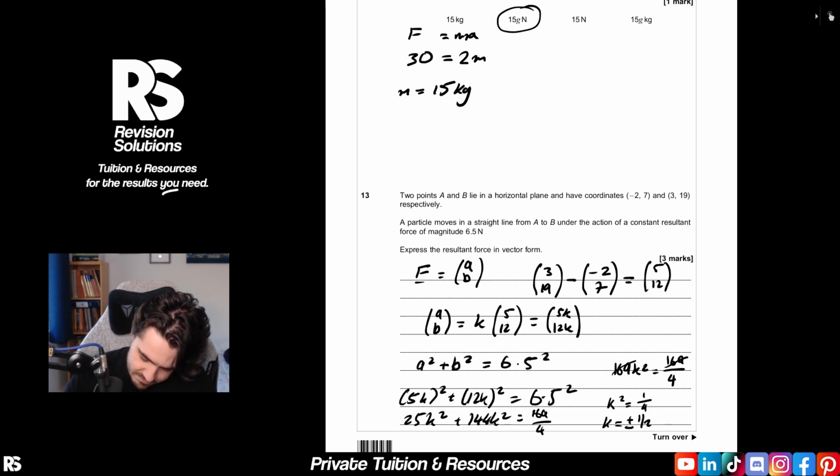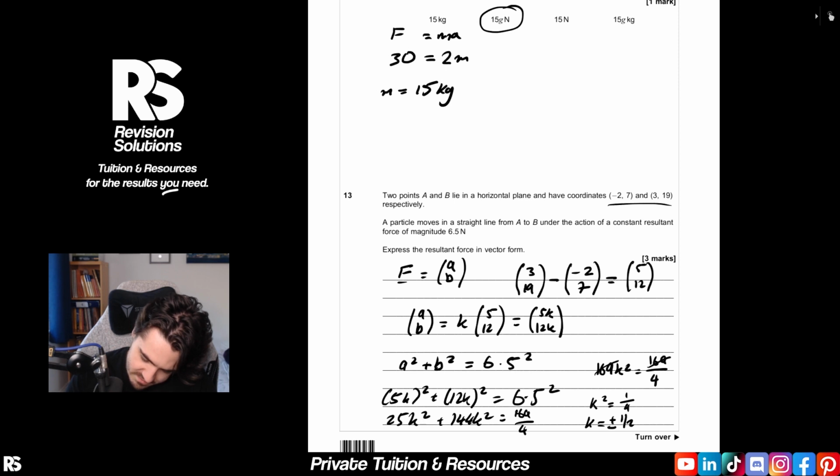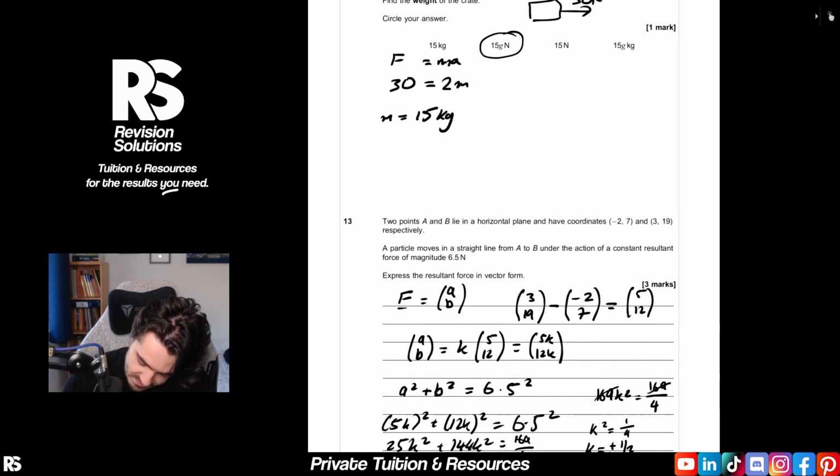And we just have to be a bit careful with which solution we take. But if we look at the displacement vector, we've definitely displaced positively in the x and positively in the y. So it's going to be that plus half that we're after. So the solution is going to be when k equals positive a half. So our force vector is going to be, if we set k to a half, 5 over 2, and then 12 over 2, which would be 6.